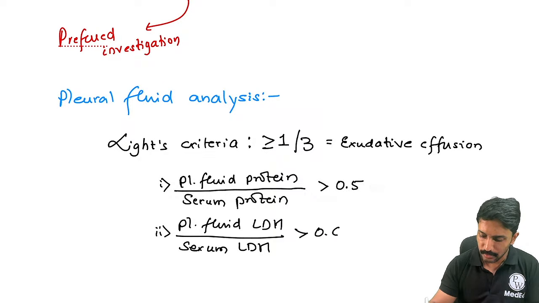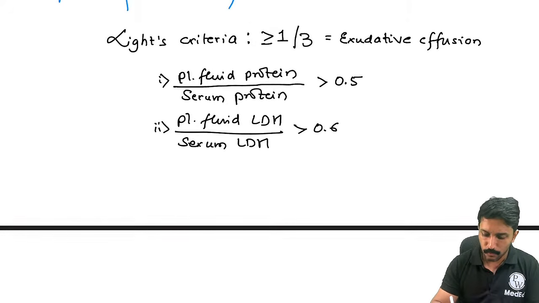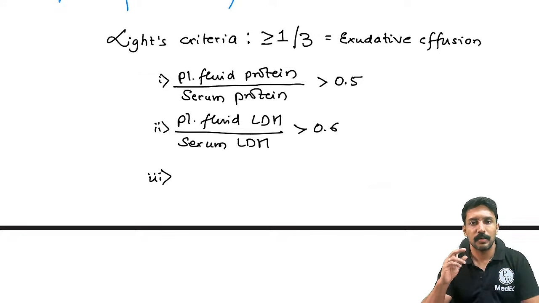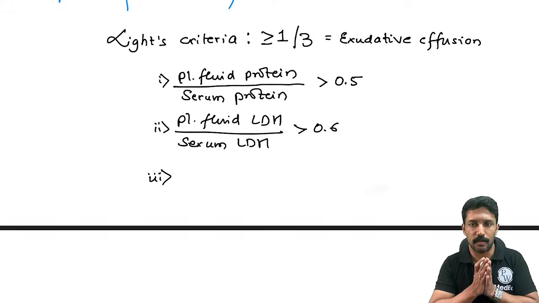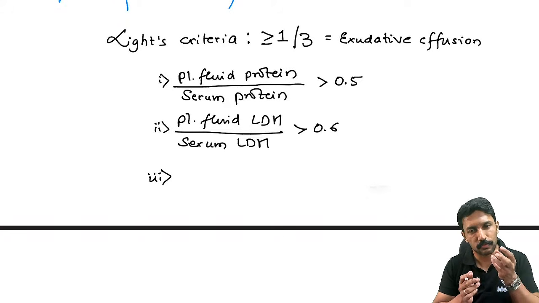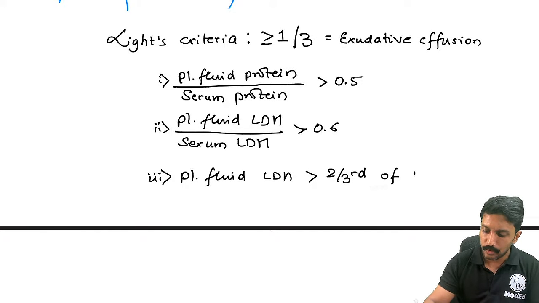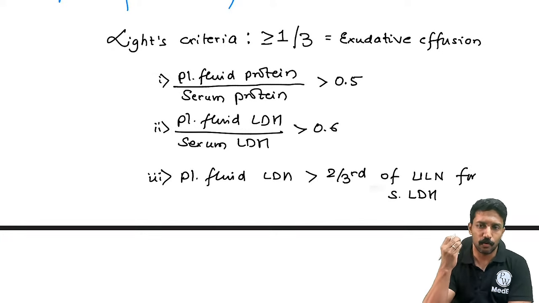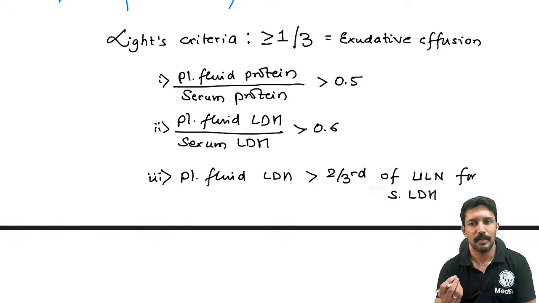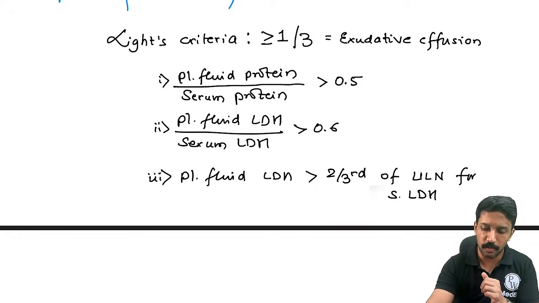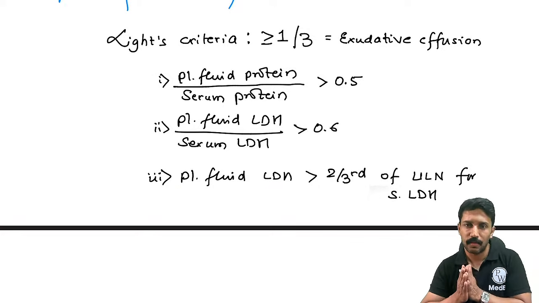And the third one is, if I don't have the serum LDH done and I have only done pleural LDH, I don't know the patient's serum LDH. In that case, we just look at the pleural fluid LDH, and if it is more than 2/3 of the upper limit of normal for serum LDH, meaning, let us say the upper limit of normal for this particular lab is 220, if pleural fluid LDH is above 2/3 of 220, then this criterion is also satisfied.